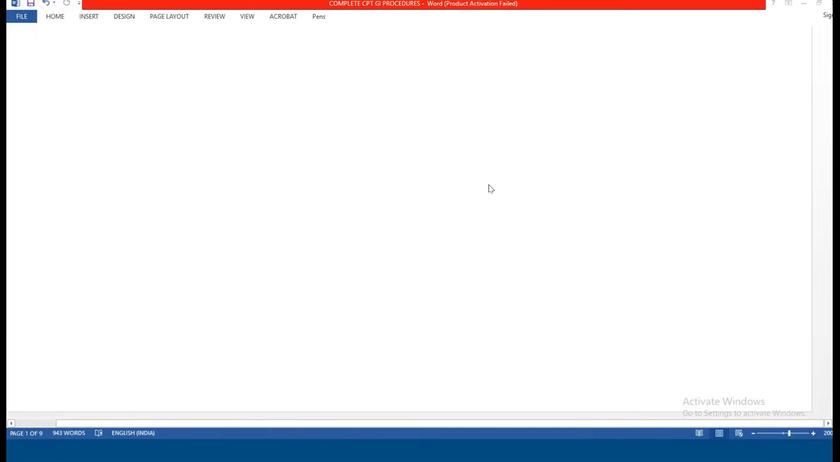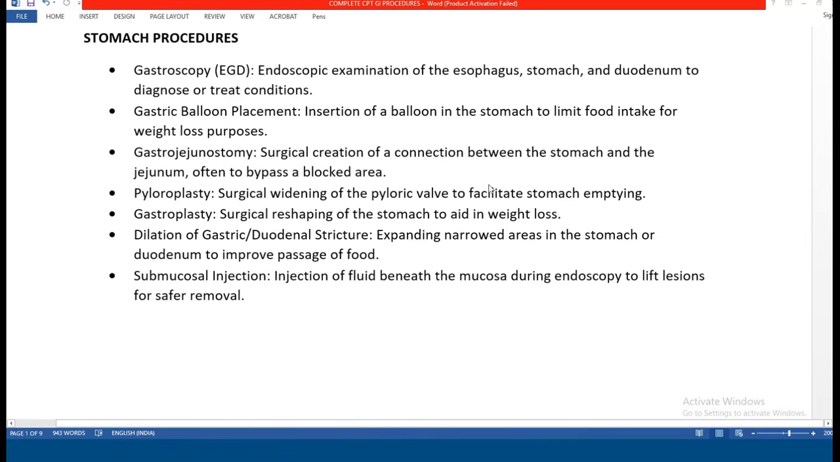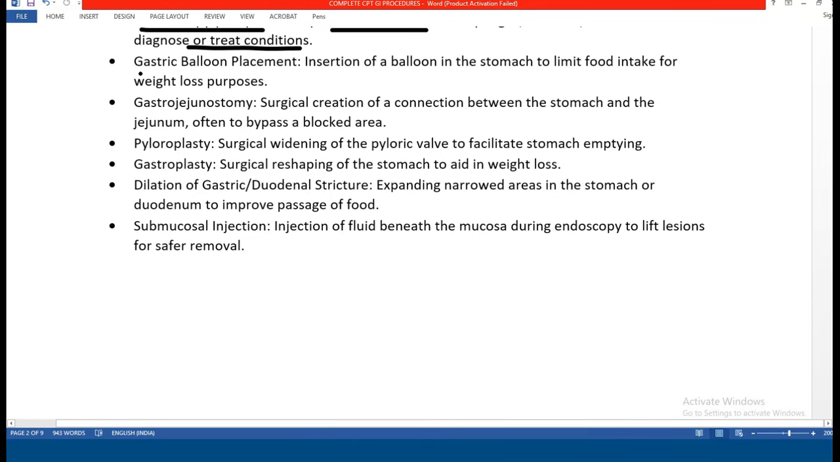Okay. Next, we will see procedures related to the stomach. Gastroscopy. What is gastroscopy? Endoscopic examination of the esophagus, stomach and duodenum to diagnose or treat conditions. So the patient will undergo gastroscopy for diagnosis as well as treatment of conditions. Usually you will call it EGD, esophagogastroduodenoscopy, where this gastroscopy includes all three areas of the upper GI tract: esophagus, stomach and duodenum.